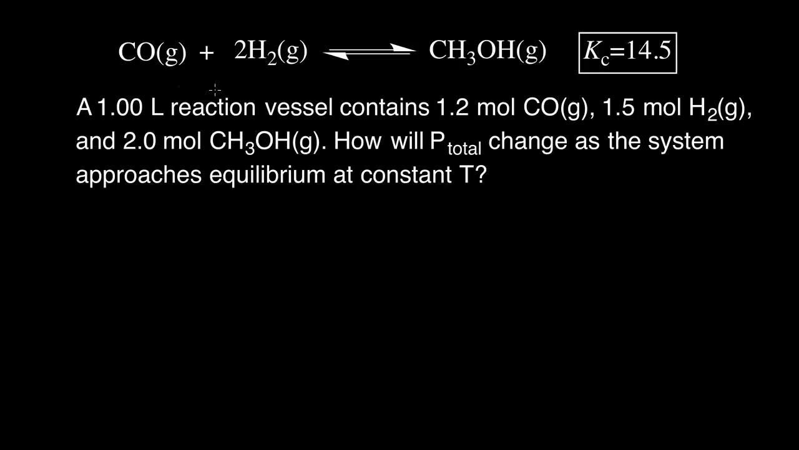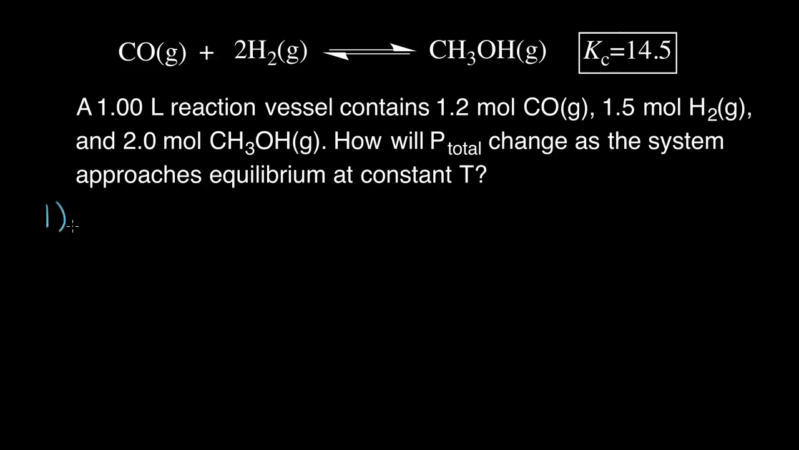So our carbon monoxide is reacting with our hydrogen in a 1:2 ratio to give us methanol, and this reaction is reversible. We also know the equilibrium constant for this reaction is 14.5 at some temperature, and we know that the temperature is staying constant. So we are going to break this problem up into two parts.